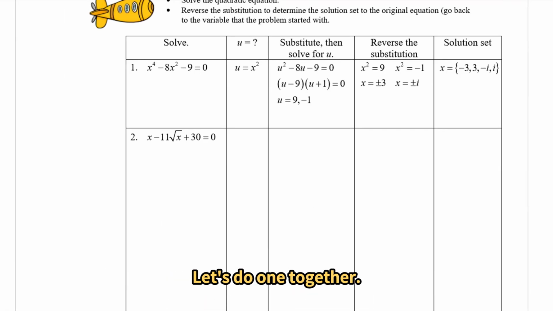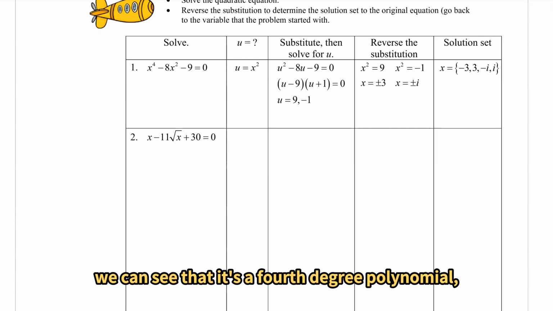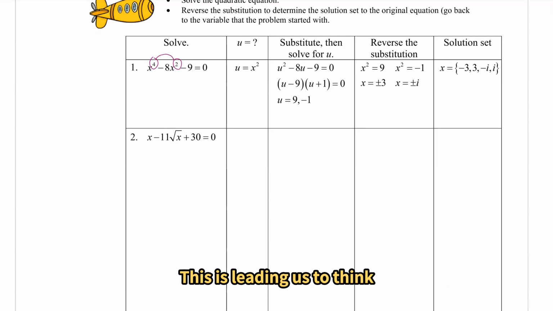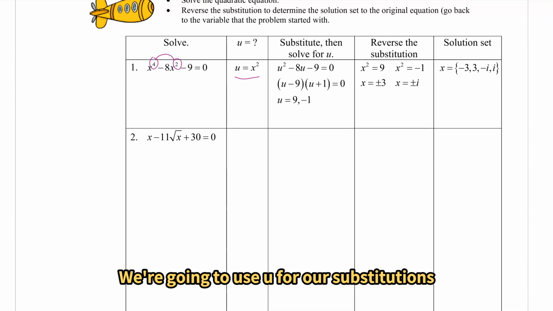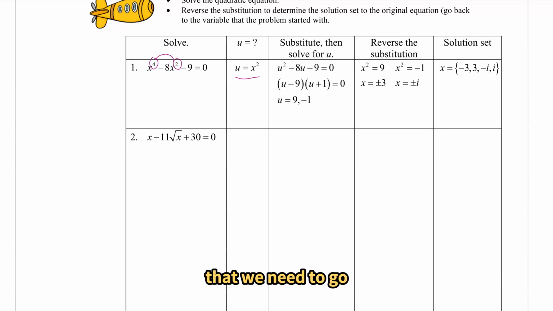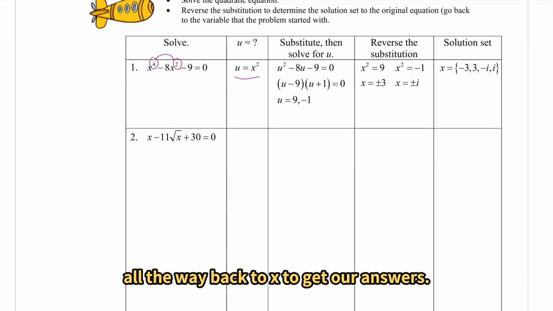So let's do one together. Looking at the first equation, x to the 4th minus 8x squared minus 9 equals 0, we can see that it's a 4th degree polynomial, but we can also see that the first exponent 4 is twice the second exponent 2. This is leading us to think maybe this is in quadratic form. So let's do a substitution. We're going to use u for our substitutions because u is not a common variable that we tend to use in algebra, and so not using a common variable hopefully will remind us that we need to go all the way back to x to get our answers.